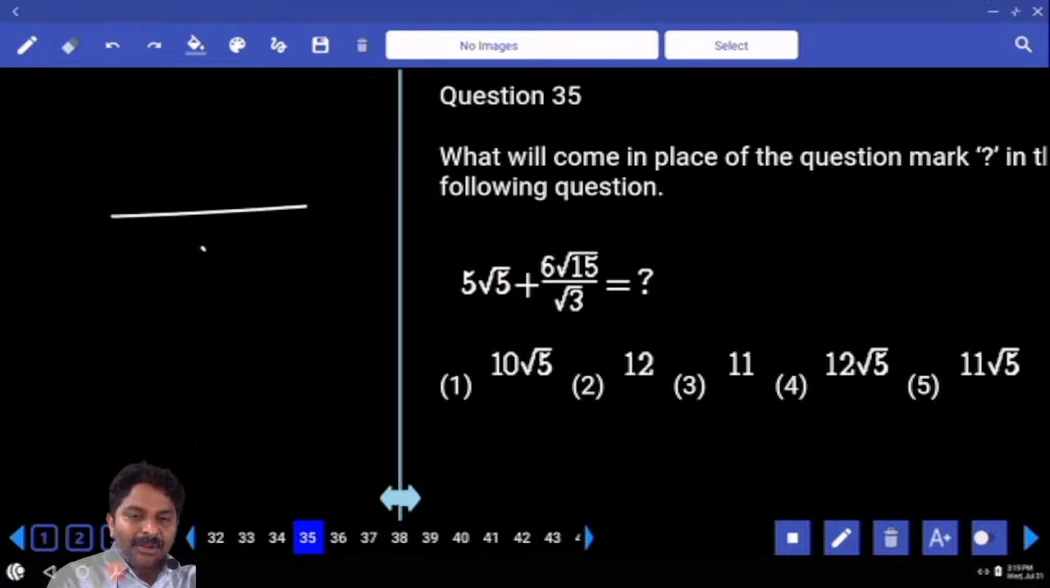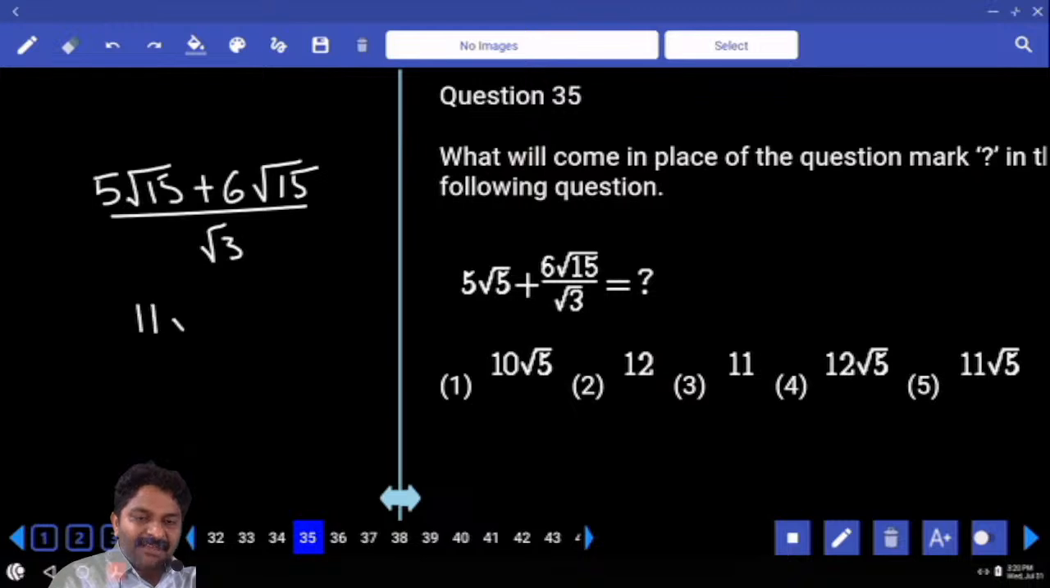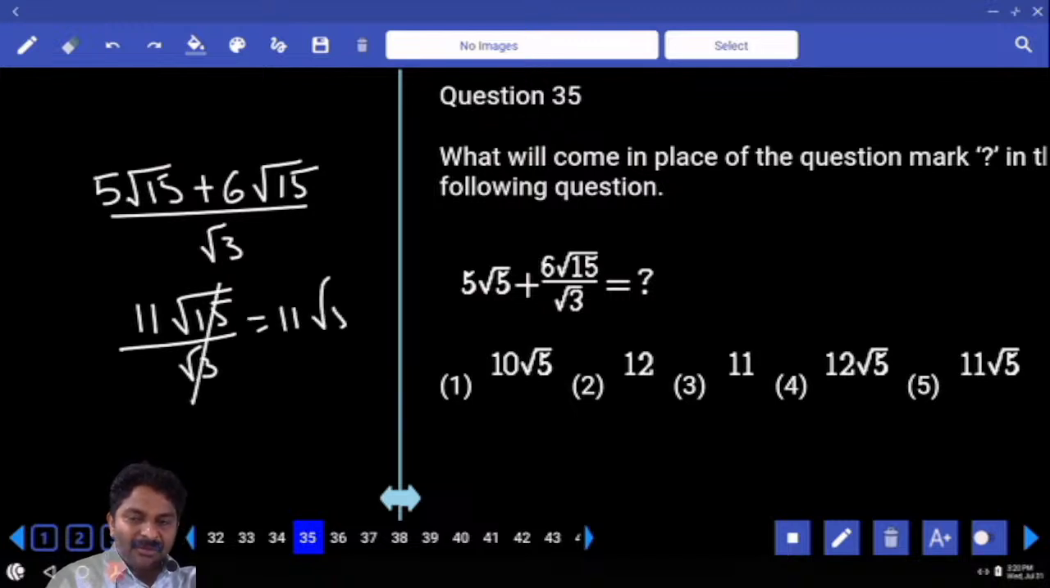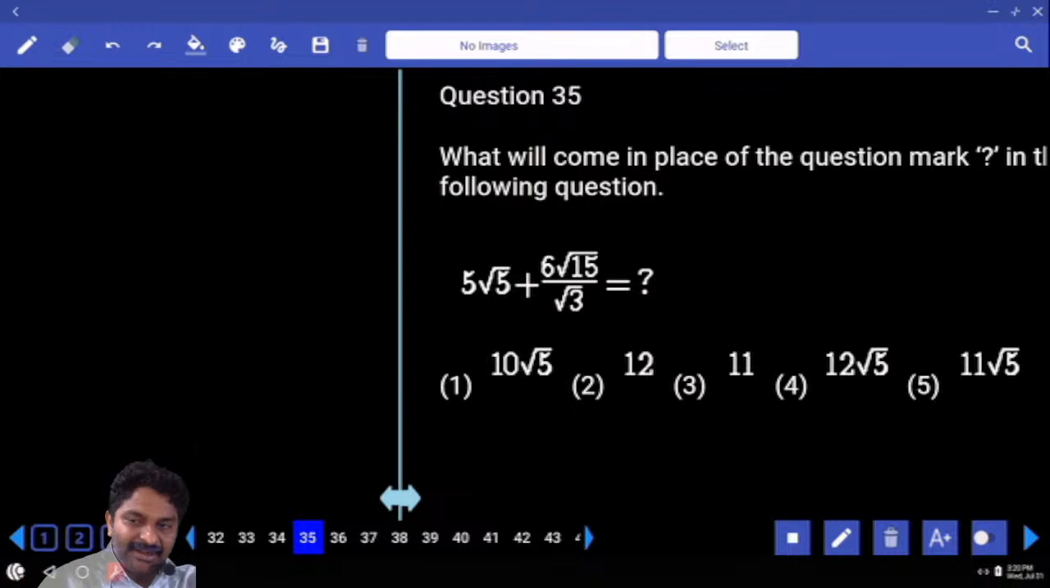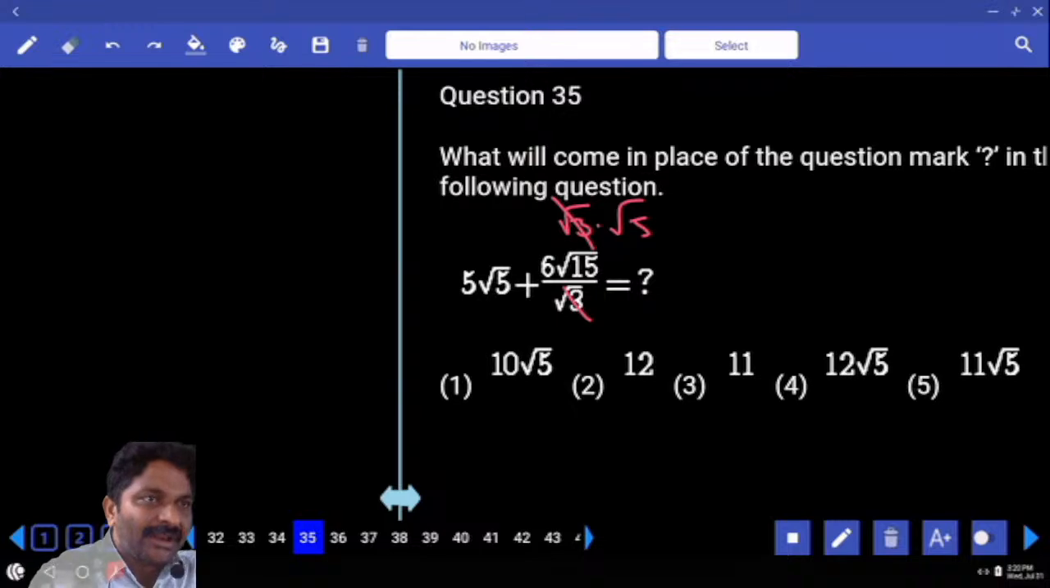Take root 3 common in the denominator. That means it becomes 5 root 15. Root 5 has to be multiplied with root 3. Right. And then along with that you have 6 root 15. So it is 11 root 15 divided by root 3. Yes. How much is left? 11 root 5. Otherwise, here itself, root 15 can be written as root 3 into root 5. Root 3 gets cancelled. 5 root 5 plus 6 root 5, total 11 root 5.